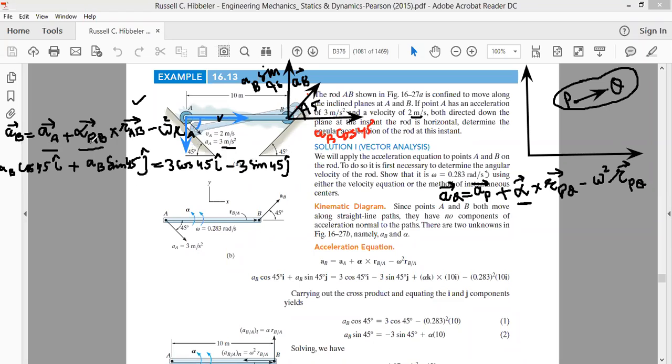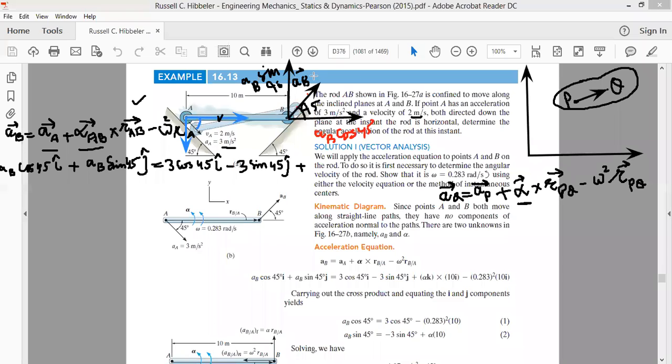Then we have alpha AB. We don't know the angular acceleration of AB, except for the fact that, as far as the rod is concerned, look how the rod is moving. Initially the rod is horizontal. After some instant of time, this point goes down and this point moves up. If you look at the angle now described with respect to the x-axis, initially it was horizontal to the x-axis.